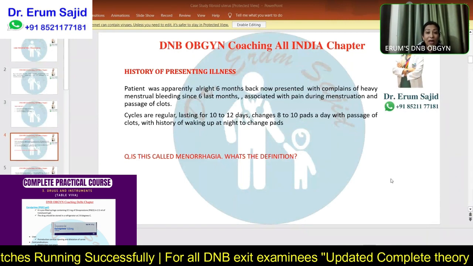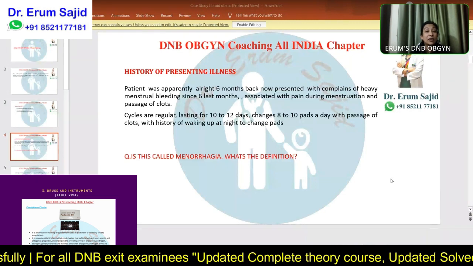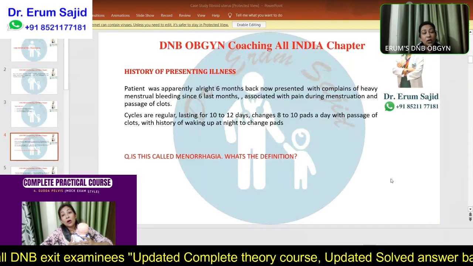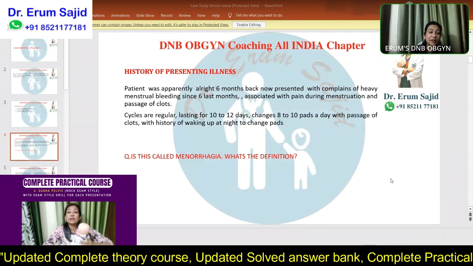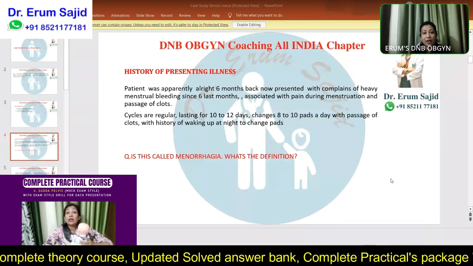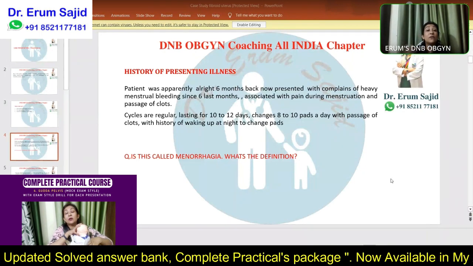And guys in my class, if you have a definition from any other guidelines, any other school of thought, you're most free to share with me. Whatever is given in your standard textbook is also equally good. All right, I am sharing something which is according to one of the guidelines. You can share ACOG guidelines, you can share FIGO. FIGO has a different definition.